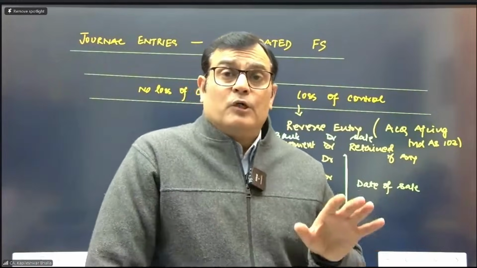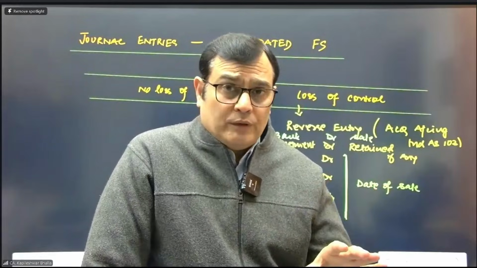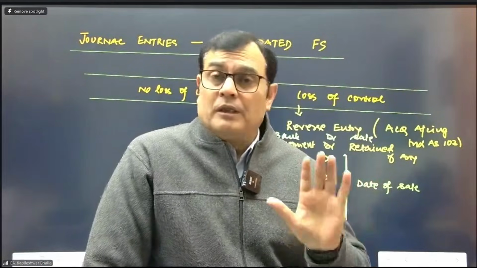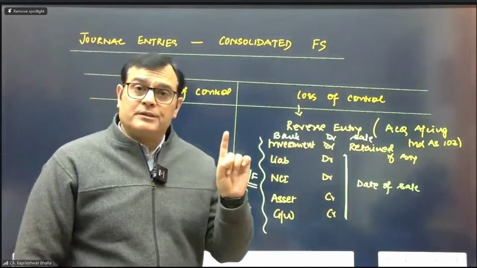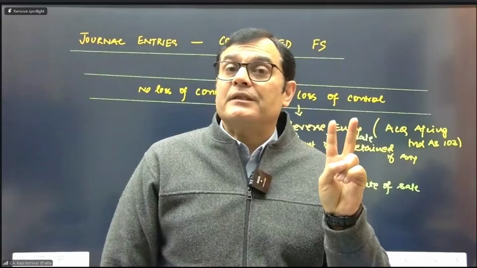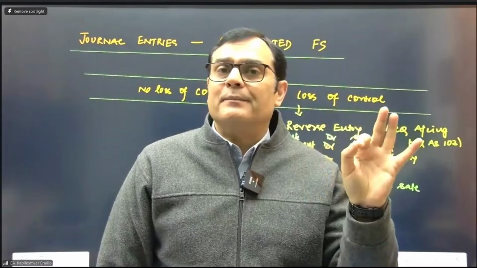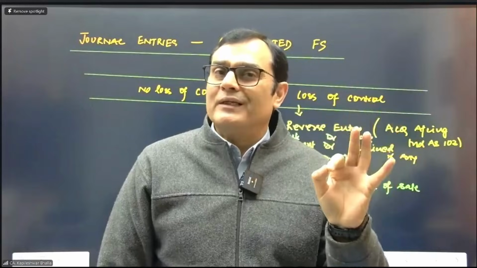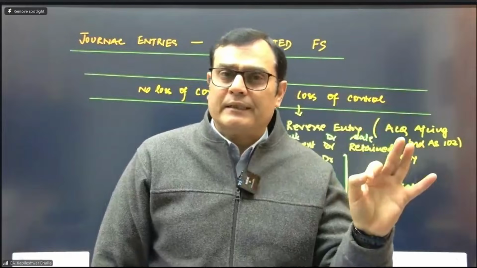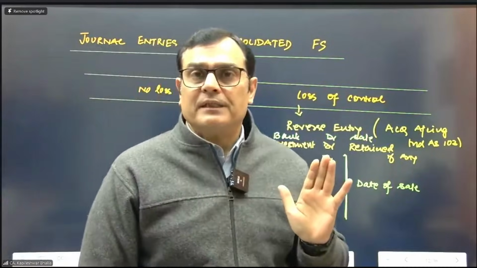As simple as that. Whenever you see that there is a disposal resulting in a loss of control, whether it is a case of full disposal or partial disposal, just remember, bank gets a debit with the sale proceeds. Investment retained, if any, gets a debit in this entry. Rest you need to de-recognize. Liabilities, debit to de-recognize. Assets, credit to de-recognize. Goodwill, credit to de-recognize. NCI, debit to de-recognize. And any balancing figure is a gain or loss which is taken in the P&L.